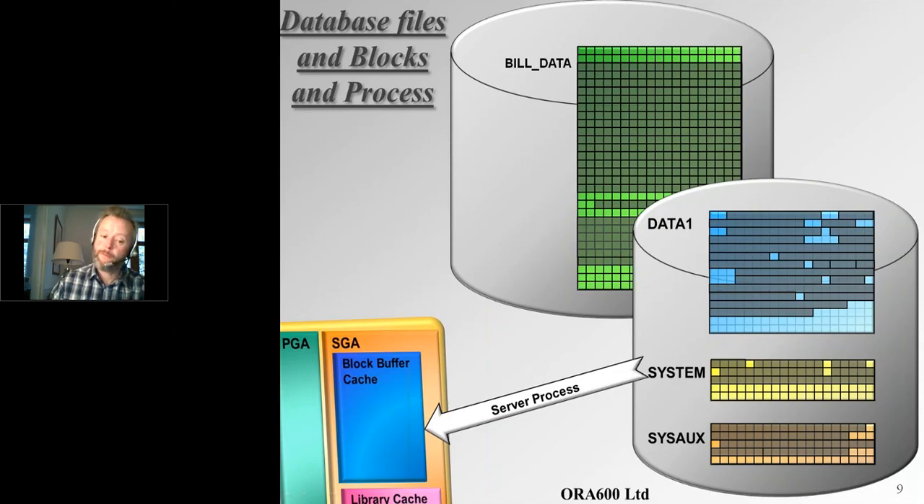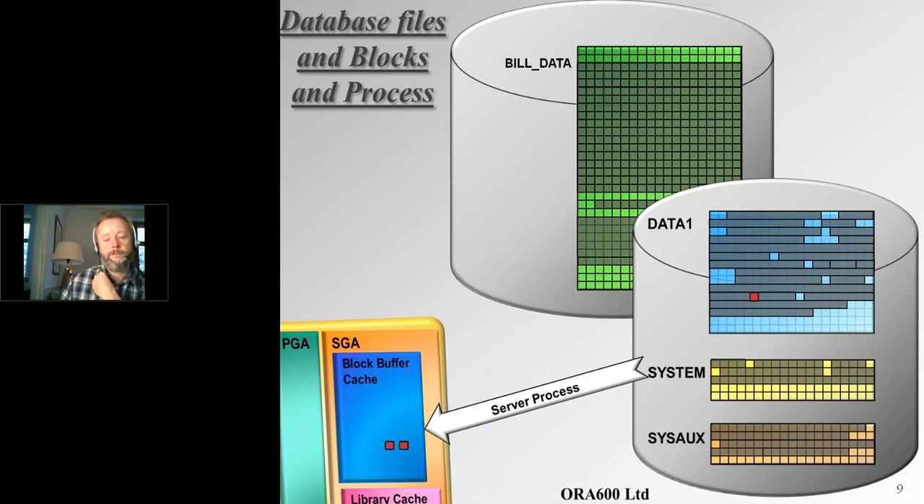So remember, the block buffer cache holds blocks, not rows. When you run a SQL statement, the server process will probably first go to the system tablespace and get some information about the SQL statement that you're running so it can parse and execute it. Because all the information about your tables and your indexes is stored in tables in the system tablespace. So Oracle gets that information, pulls it over into the block buffer cache and works on it.